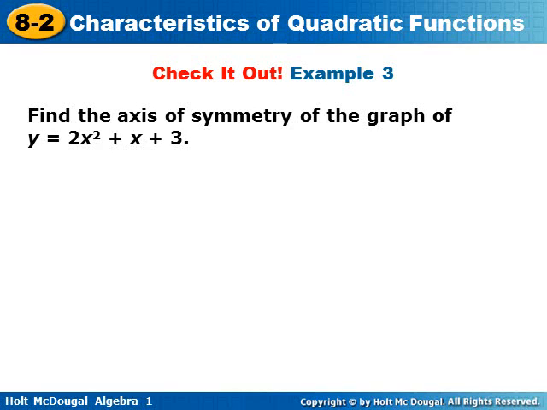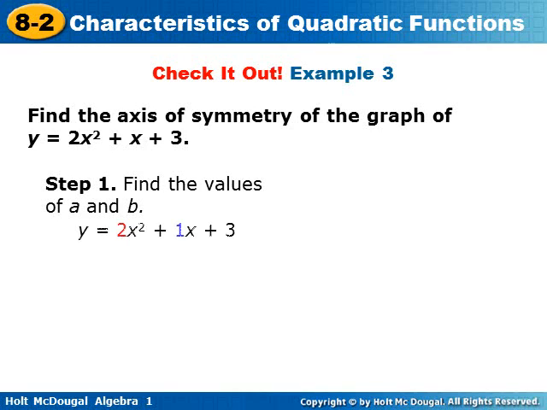Find the axis of symmetry of the graph y equals 2x squared plus x plus 3. This one's for you to try, and then you can check back for your answer. Step 1, find the values of a and b. So y equals 2x squared plus 1x plus 3, a is 2, and b is 1.